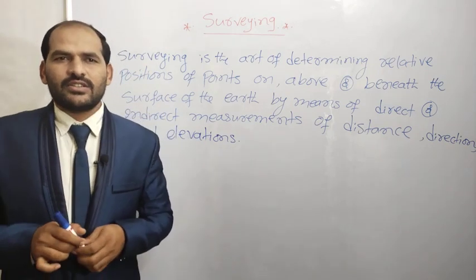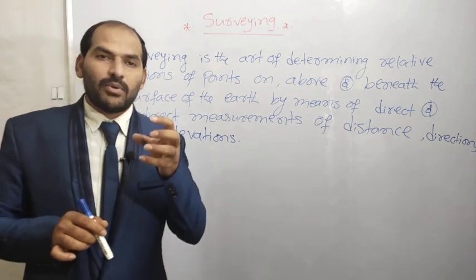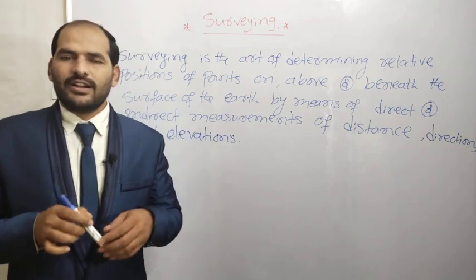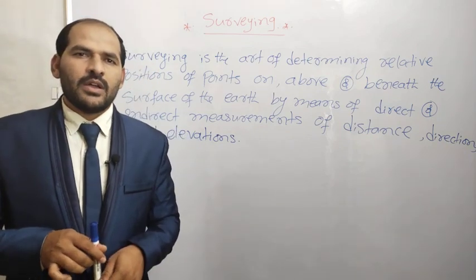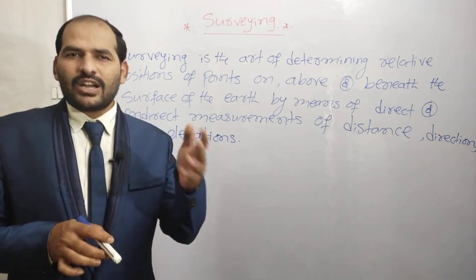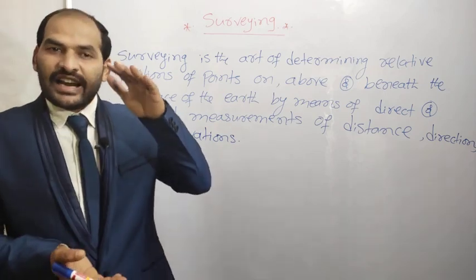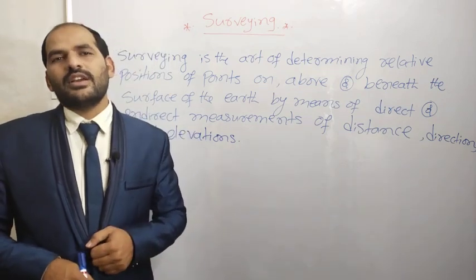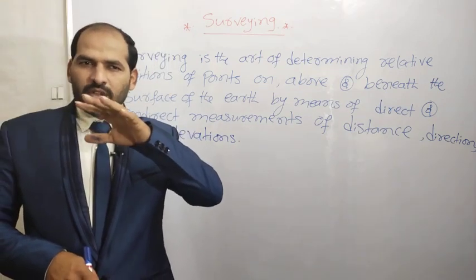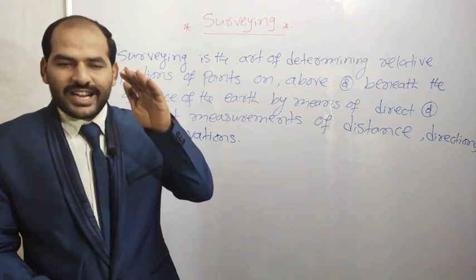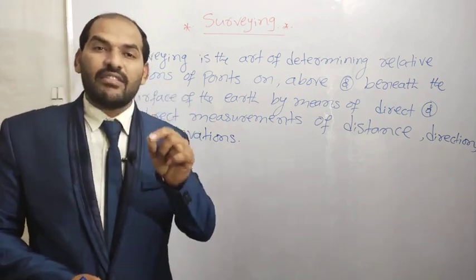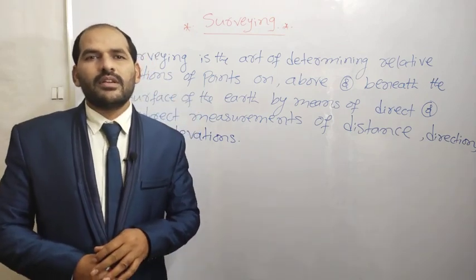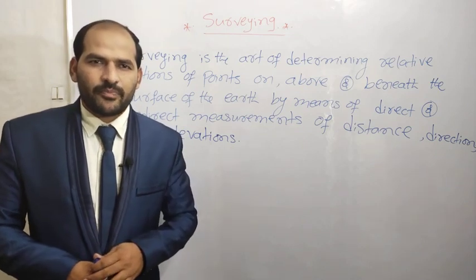And directions: for example, by using a compass we measure the directions. And elevations: by using the dumpy level, auto level or tilting level, that is the leveling instrument, we measure the elevation, that is the height, of the ground or of any type of object. This is called surveying.